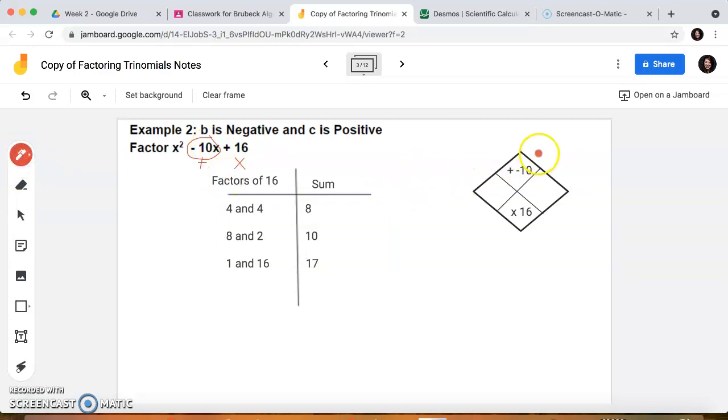These all multiply to get us a positive 16, but the problem is it needs to add to be a negative 10. And the closest we have is a positive 10. That's not going to work. It needs to add to be a negative 10.